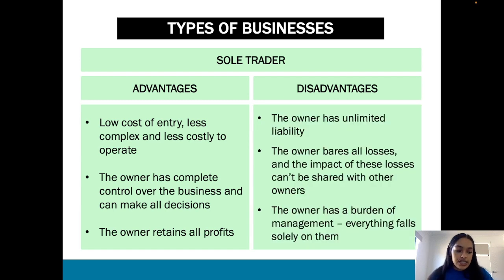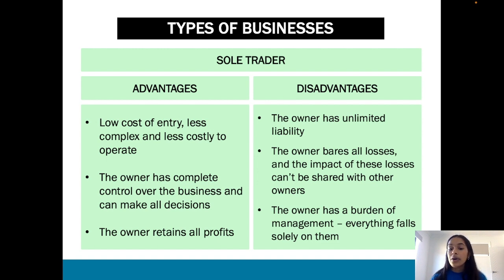However, the disadvantages are that they have unlimited liability, which just means that they can be held personally accountable if the business does fall into debt. And so, that ties into the next point, that they bear all losses, and the impact of these losses can't be shared with other owners.